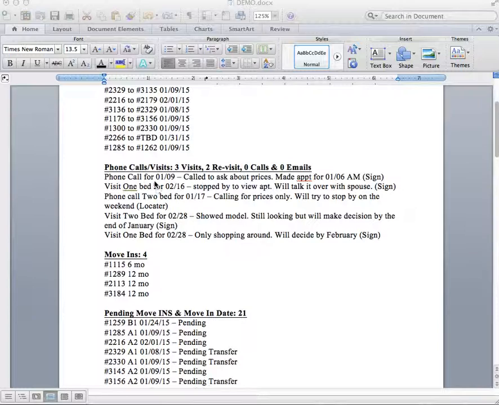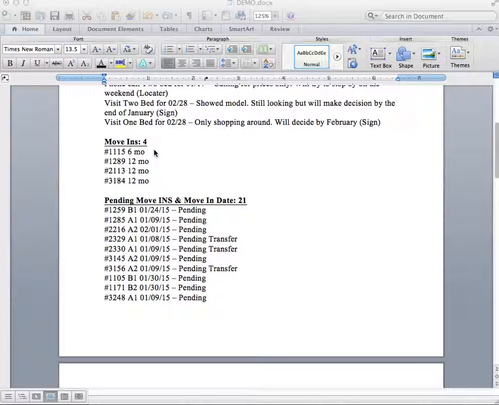It also shows us what the traffic was. Here we have 3 visits, 2 of which were revisits. We had no phone calls and no emails. In parentheses, we can also see where the marketing source that visitor came from. So this phone call was actually coming from signage that they must have seen as they were driving by.